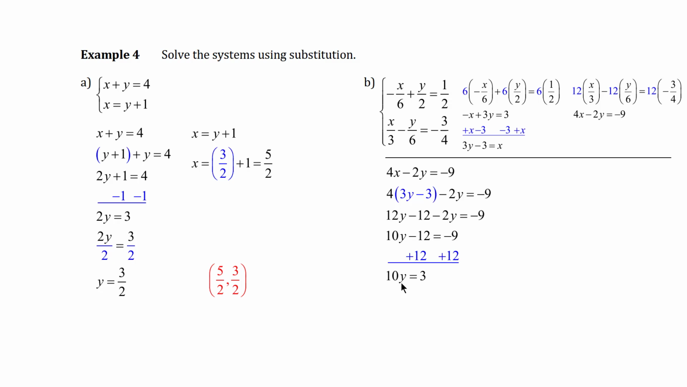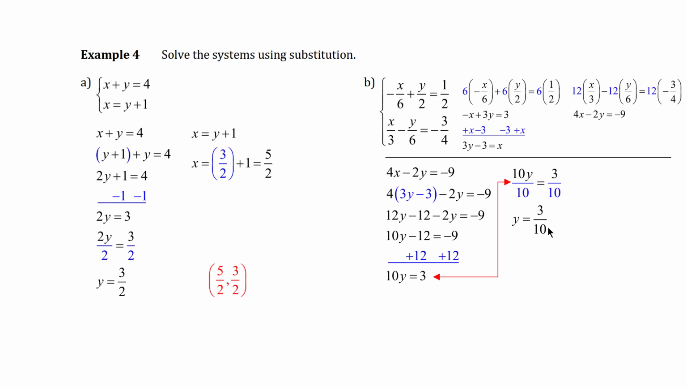Next, we get rid of the 10 in front of the y by dividing both sides by 10. I have 10y divided by 10 equals 3 divided by 10. Simplifying the left-hand side, 10y divided by 10 is y, and on the right-hand side, we could bring down the 3 over 10. So the result is y equals 3 over 10.